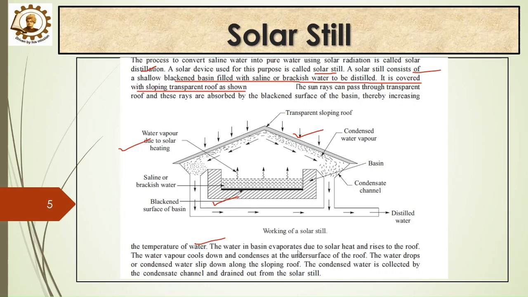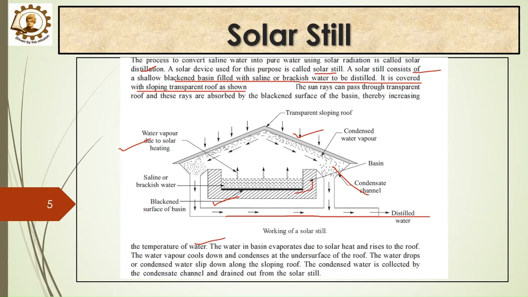The water vapor cools down and condenses at the undersurface of the roof. The water drops of the condensed water slip down along the sloping roof. So this is the condensate channel that the water is slipping down. And the condensed water is collected at the condensate channel and drained out from the solar still. So this is the distilled water, and this distilled water is drained down.